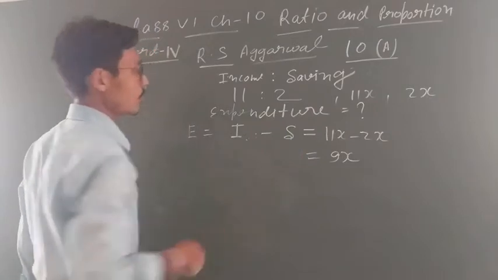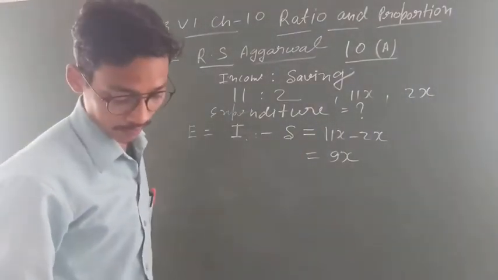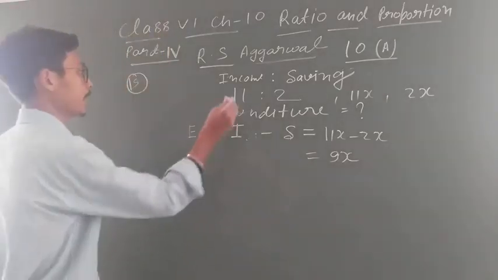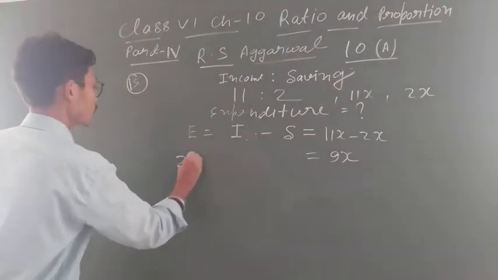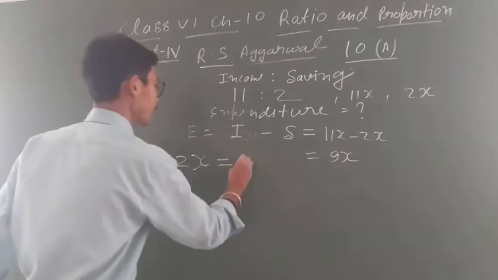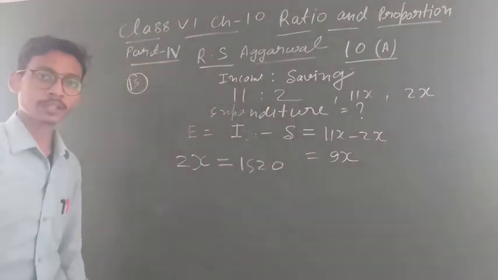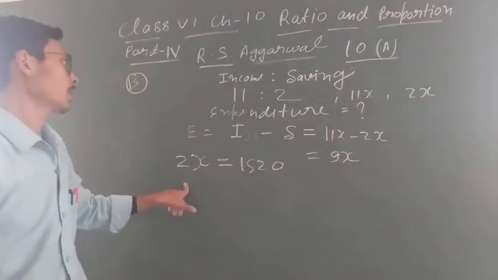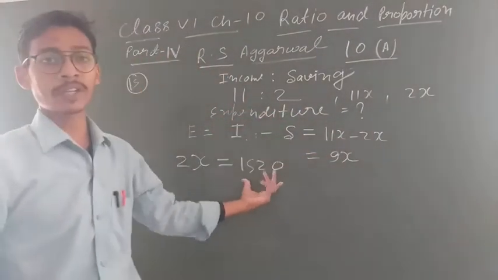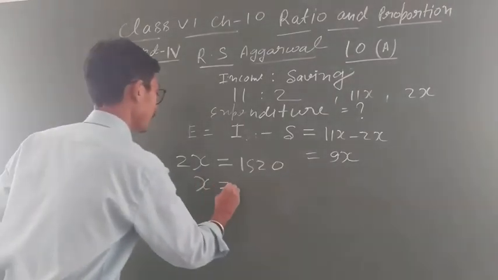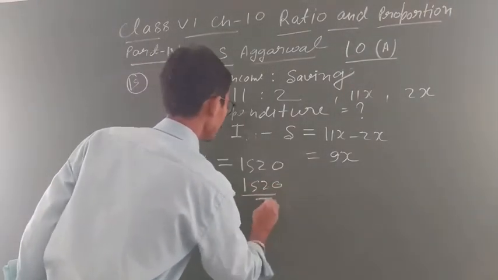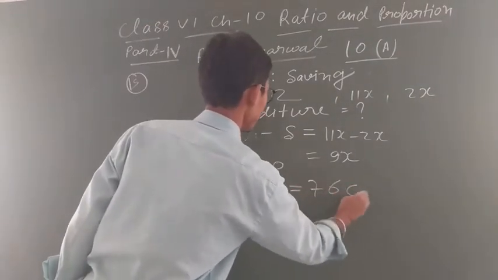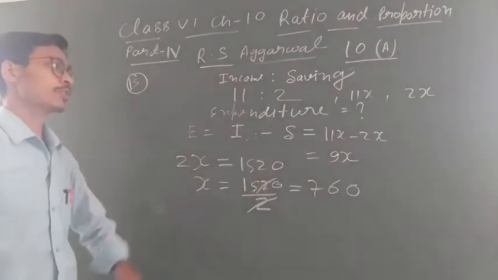Now we have to find the value of x, students. Look, one more thing is given: saving is 1520. Here saving is 2x, so we write 2x, and here saving is 1520, so we write 1520, because in both cases it is the saving. So from here we will find the value of x: 1520 upon 2. It will come 760. So x equals 760.